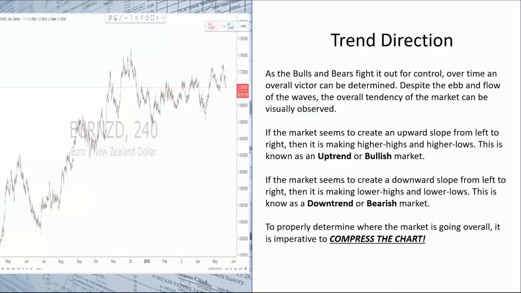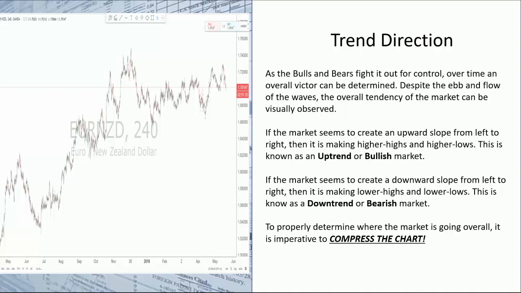The ongoing theme throughout the course of these videos so far is that we have this constant battle for control between the bulls and the bears, right? Now, over time, as more and more price action occurs, we actually can determine an overall victor, despite the general ebb and flow. We can see that the market does not generally like to move in straight lines. It likes to move in waves because of the constant struggle, right? However, generally speaking, you will be able to determine overall that one team seems to be winning. That's how you determine market direction.